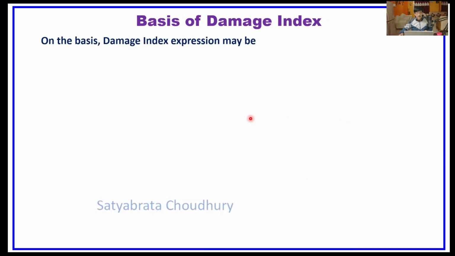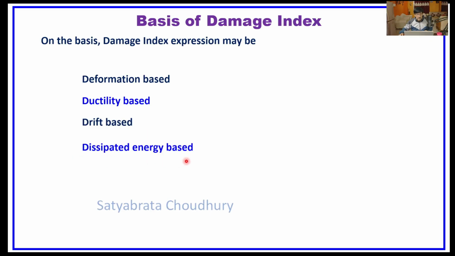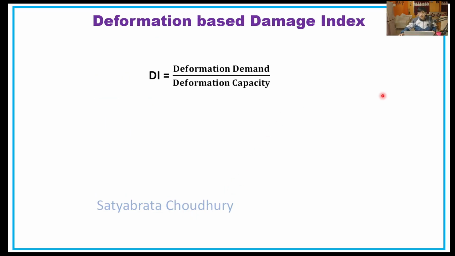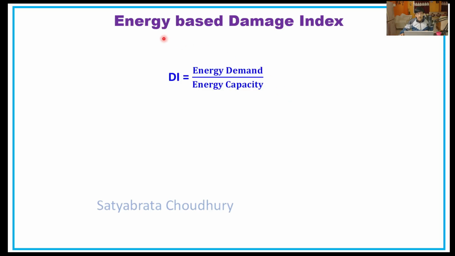Basis of damage index. On the basis of damage index, we can have deformation based damage index, ductility based damage index, drift based damage index, dissipated energy based damage index, stiffness degradation based damage index, and deformation energy based damage index. Deformation based damage index is like this: deformation demand divided by deformation capacity. Demand is imposed on the structure by the earthquake or the loading, and capacity is from the section you have provided. Energy based damage index: energy demand divided by energy capacity.